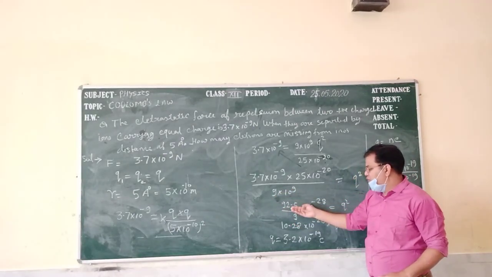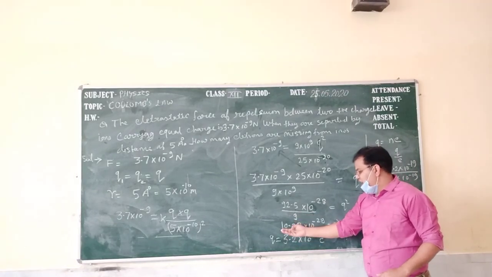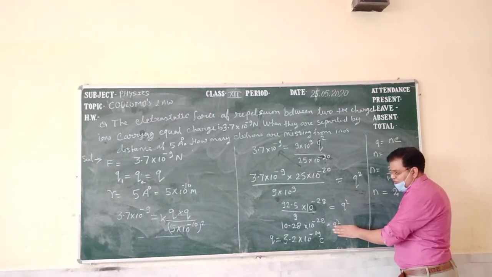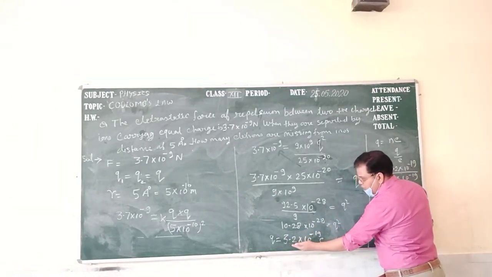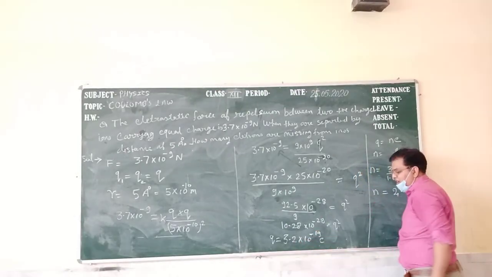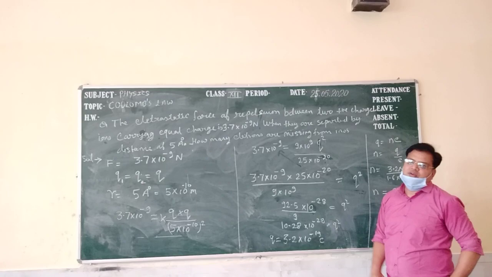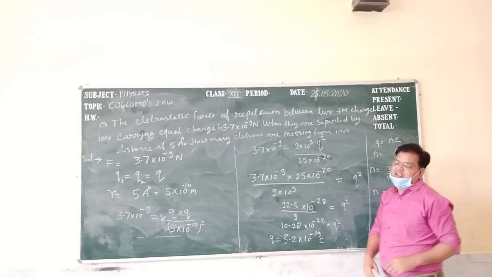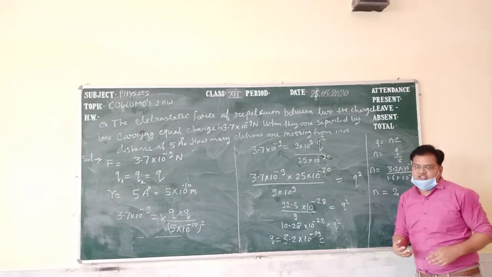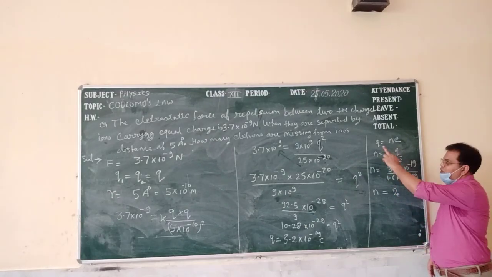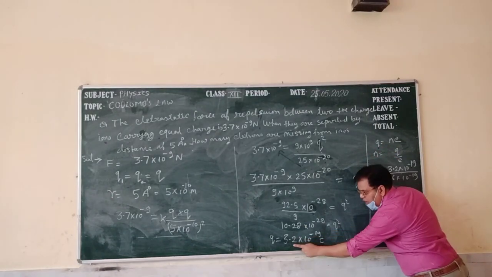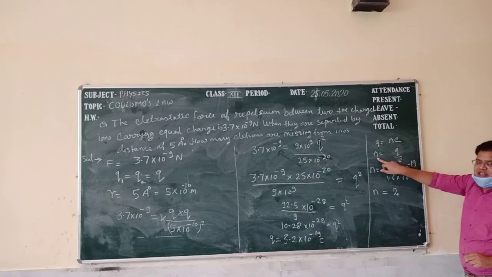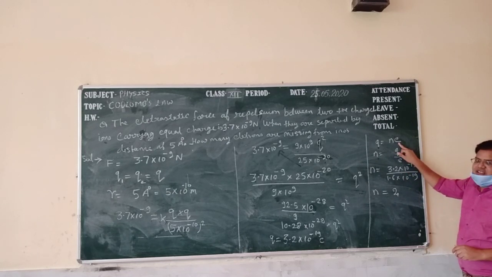Dividing 92.5 by 9, we get 10.28 into 10 to the power minus 28 for Q square. Just find the square root. The value of Q is 3.2 into 10 to the power minus 19 coulomb. That is the value of the charge. But we also have to find how many electrons are missing. We have already done the quantization of charge, Q equals n e. We know the value of Q, 3.2 into 10 to the power minus 19 coulomb. We have to find the value of n. e is the charge of the electron.